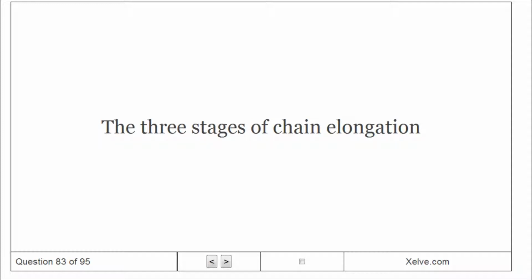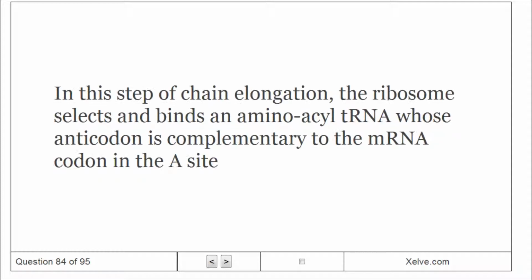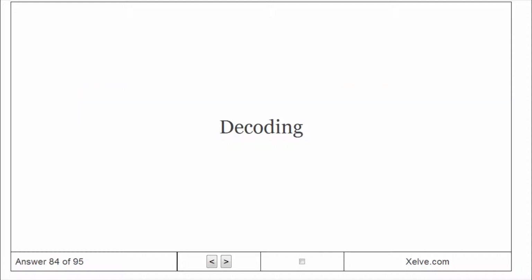The 3 stages of chain elongation: decoding, transpeptidation, translocation. In this step of chain elongation, the ribosome selects and binds an aminoacyl tRNA whose anticodon is complementary to the mRNA codon in the A site: decoding.